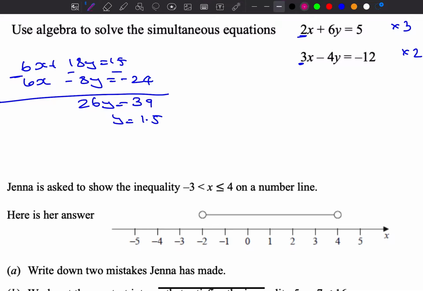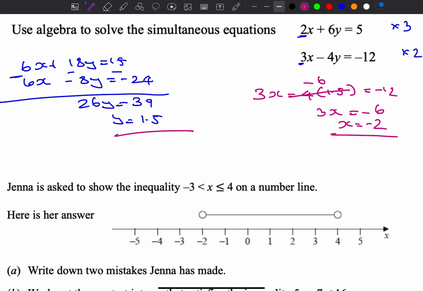Pick one equation. We'll pick the second one. 3x minus 4y. We can pick anything. Y is 1.5 equals minus 12. Minus 4 times 1.5 is minus 6. 3x is, you add a 6, minus 12 add a 6 is minus 6. X is minus 2. That and that, these are the answers.